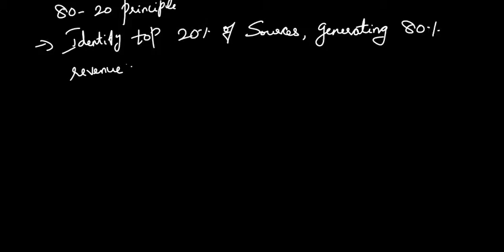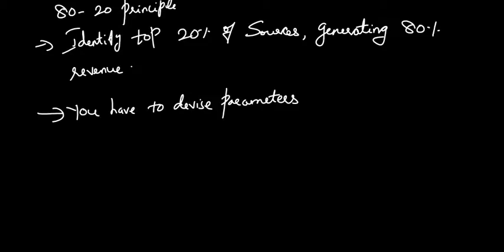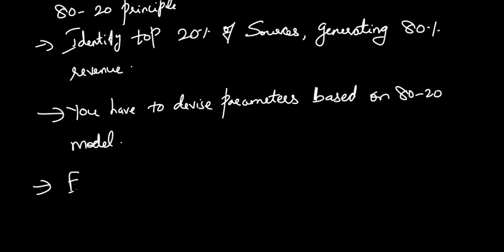Now, having done this, what you should do is devise parameters based on these principles. Parameters based on the 80-20 model, which will help you to tune up your budget in a significant manner and will effectively save cost.